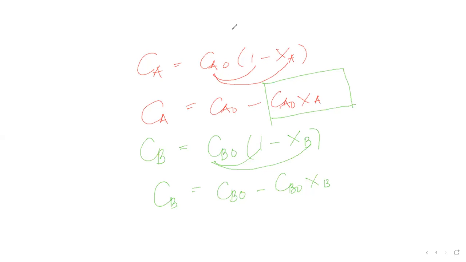So now you could see that they are the same in form. They only differ in subscript. The C_B0 X_B is the amount of B that has reacted after some time, just like C_A0 X_A is the amount of A that has reacted after some time. Common sense tells us that if these amounts were subtracted from the original amounts present, that will give us the amounts left after some time for A and B.